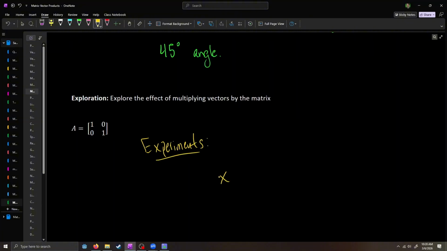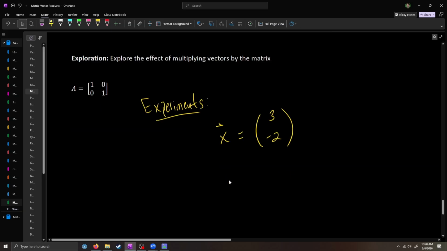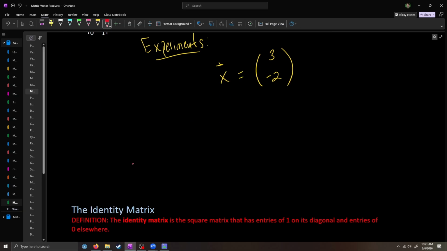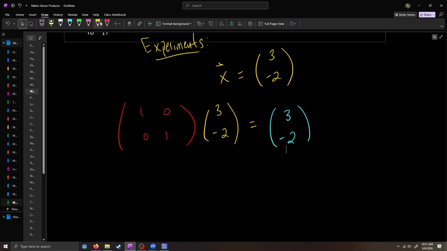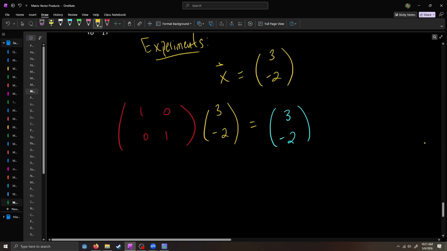If I take, for example, the vector x, which is 3 comma minus 2, and if I apply the matrix A to that, then the result of those dot products is going to be 3 in the top row and minus 2 in the bottom row. Let's do this to one more vector just to confirm our initial findings.